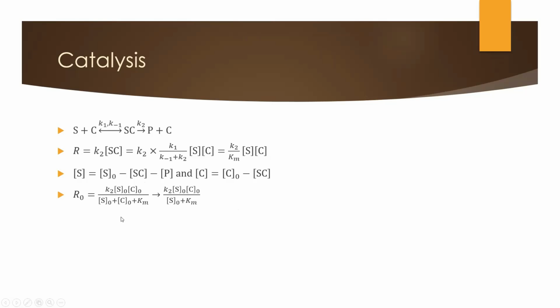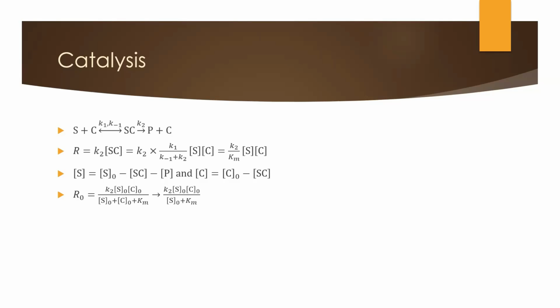And under the condition we're most familiar with, that is the substrate is much greater in concentration than the catalyst, we can essentially ignore the catalyst concentration to have K2 times S naught times C naught over S naught plus Km. And this is the way we can describe the rate of a reaction.